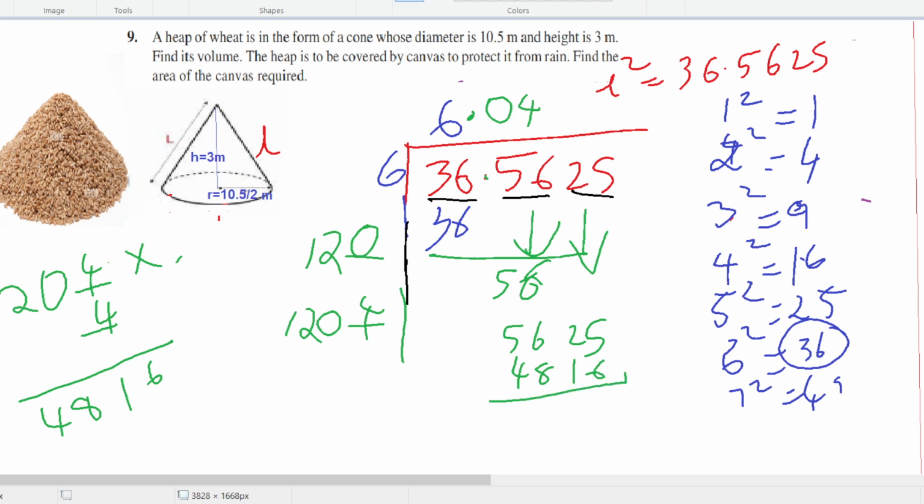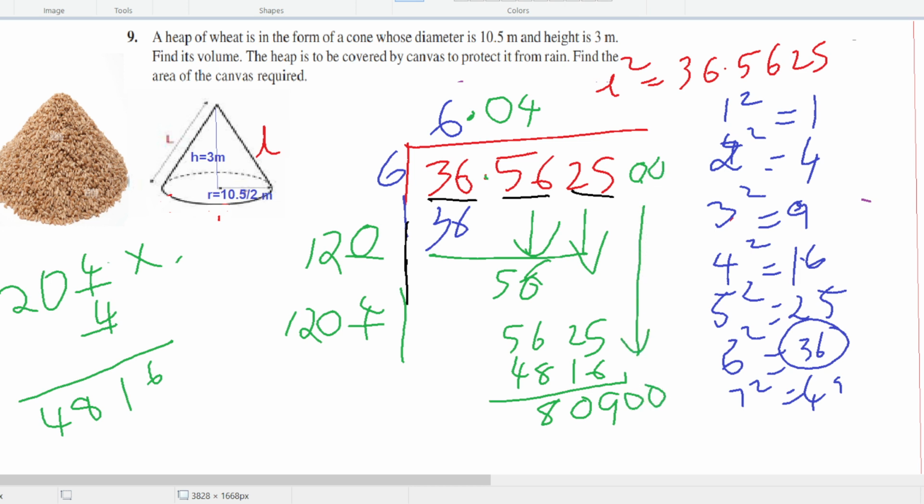Then when you subtract, you will get 9, then 0, then 8. So 809. So now you have to put the number down. There is no number down, so you have to put a pair of 0, not only 1 zero, 2 zeros. You have to put it down.